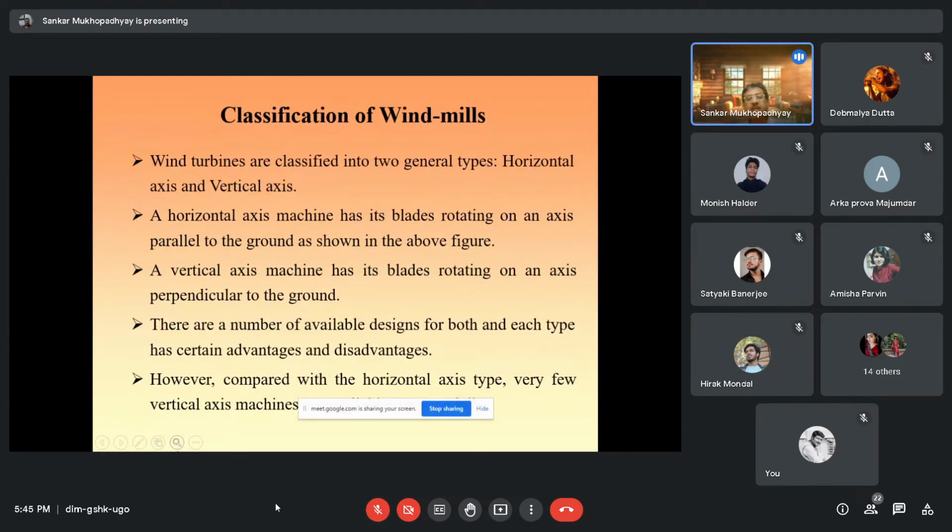There are a number of variable designs for both, and each type has certain advantages and disadvantages. But vertical axis turbines are not much common. Only the horizontal axis turbines are common, and you can get better results from the horizontal axis machines. Compared with the horizontal axis type, very few vertical axis machines exist and are available commercially.